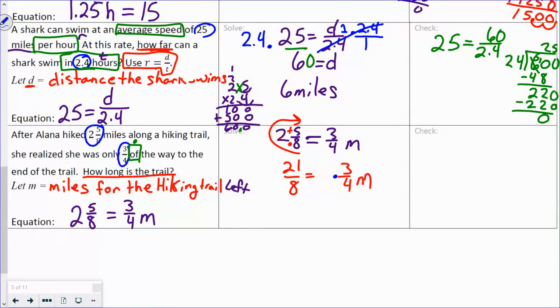Well, if I took 3/4, the reciprocal of that is 4/3. The whole reason: 4 over 4 makes 1, and 3 over 3 makes 1. But what about our other side? Is there anything I can cancel out? Remember talking about cross canceling? Well, I know 3 can go into 21 7 times, and 4 can go into 8 twice. So we have 7/2. Well, what is 7/2 really? It goes into that 3.5. So we're saying that she has 3.5 miles left to hike.